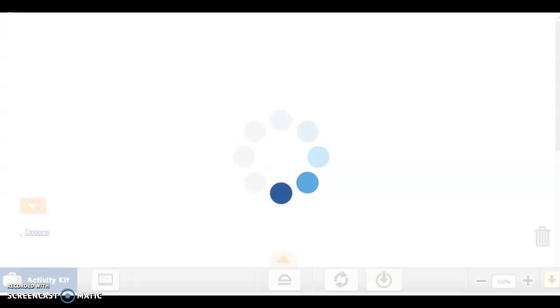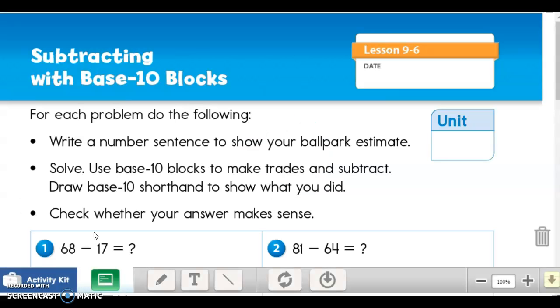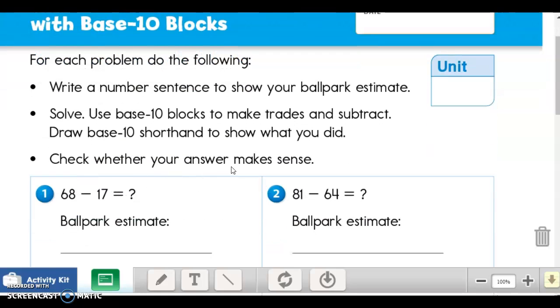Just going to get that page out here for us. Here we are. Subtracting with base 10 blocks. For each problem, do the following. Write a number sentence to show the ballpark estimate. Solve using base 10 blocks to make trades and subtract. Draw base 10 shorthand to show what you did. Check whether your answer makes sense.